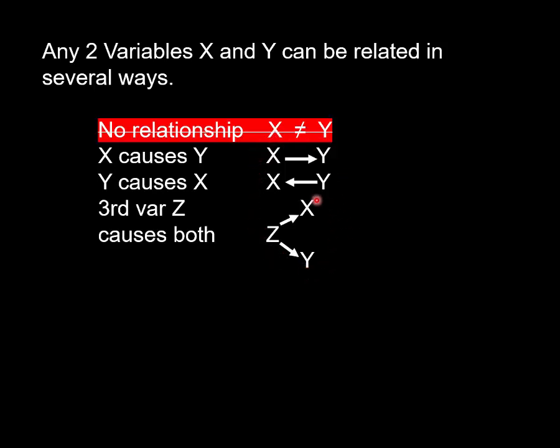And of course, this one right here, the third variable causing both, is probably the most likely one. Again, if we don't already know a lot about X and Y, then the most likely situation is that there's some third variable we don't know about that's causing both X and Y. And usually those relationships are not terribly interesting.